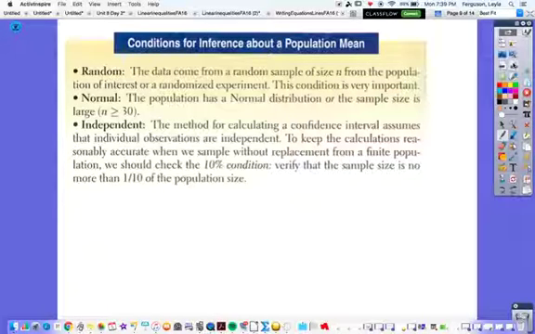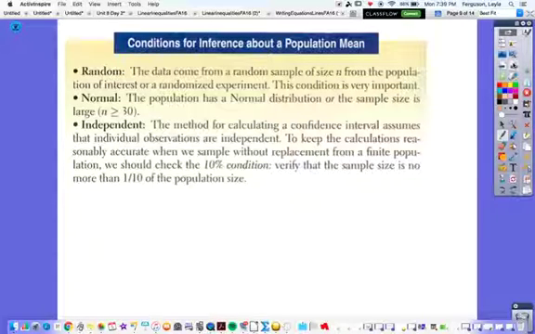And so you are going to have to look at random, normal, and independent, just like you did earlier in this chapter. To be random, the data must come from a simple random sample of size n from a population of interest or a randomized experiment. This condition is very important, so it has to be random. The second is normal, so the population has a normal distribution or the sample size is large, which means that your n is greater than or equal to 30.